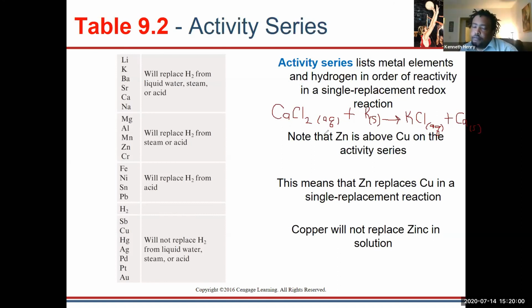Okay, is it balanced? No, because we don't have 2 chlorides on the product side. What do I need to do? Put a 2 in front of the K on the product side. Okay. Is that what I needed to do?